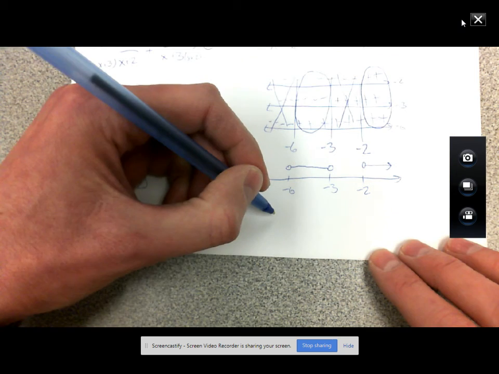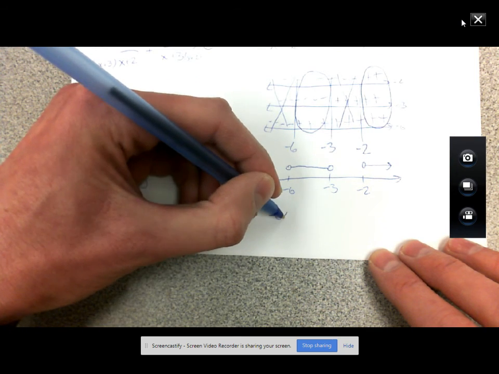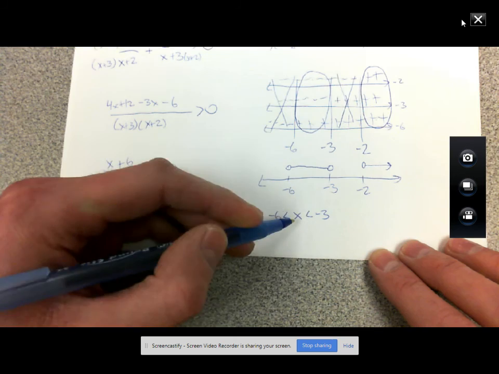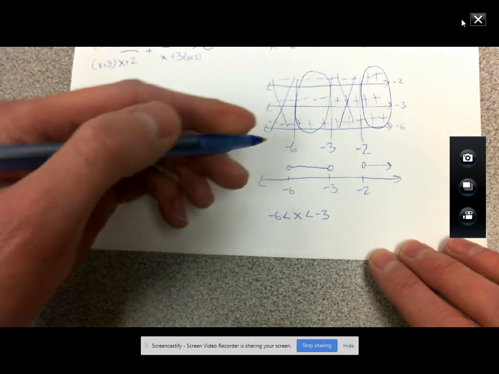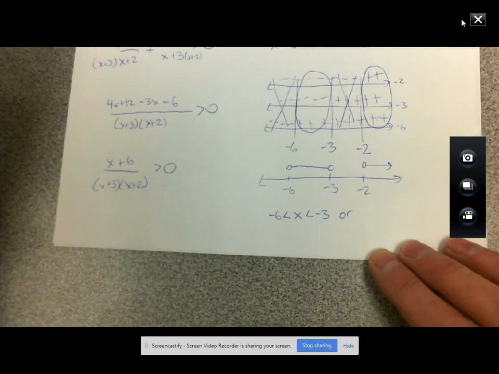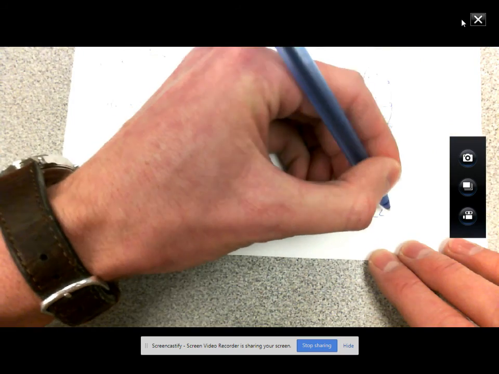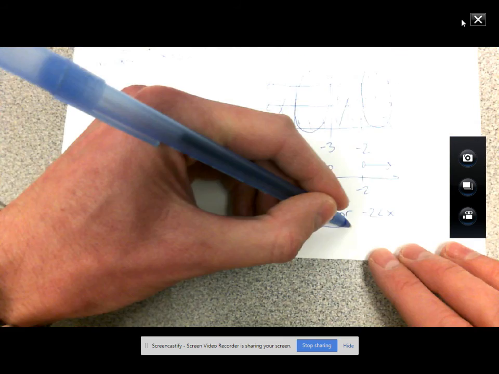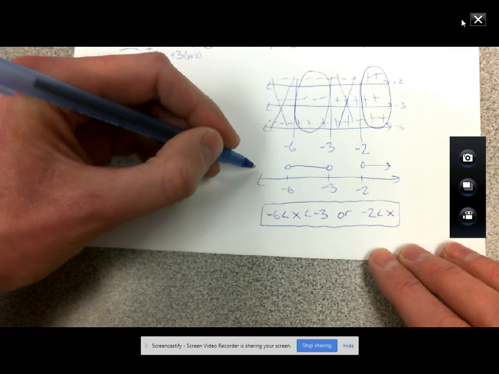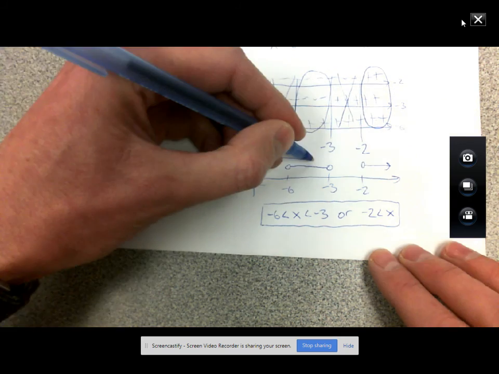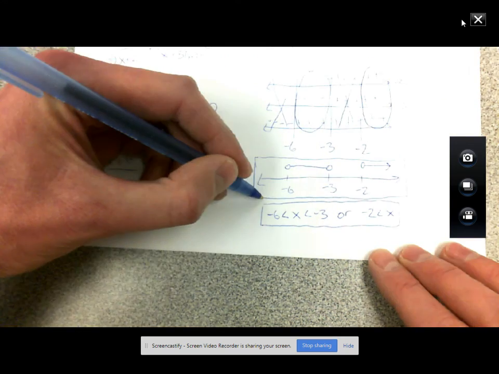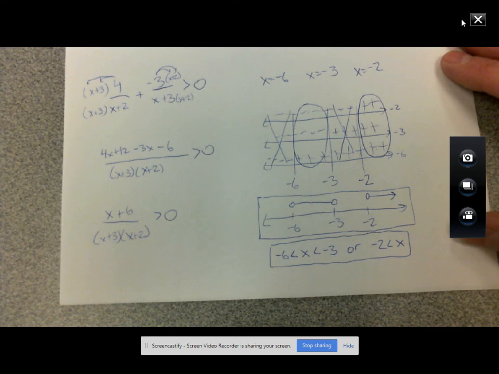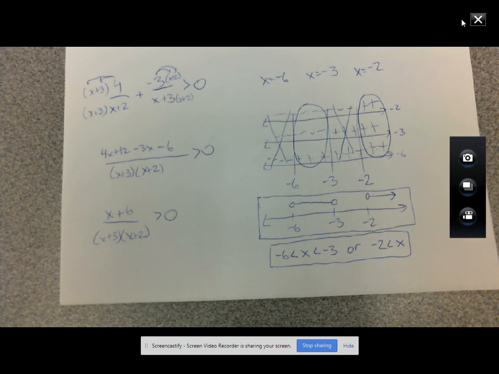So my solution would be that -6 is less than x is less than -3. Any number between -6 and -3 will work, or if x is greater than -2. So we've got a combination here of an and an or. I've got my graph, and I've got my solution. That was kind of a weird one because we had those 3 different terms to work with, but the method still works the same.